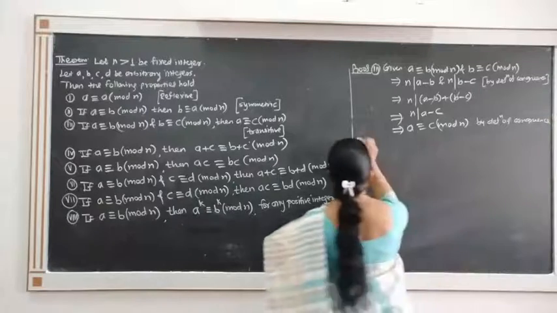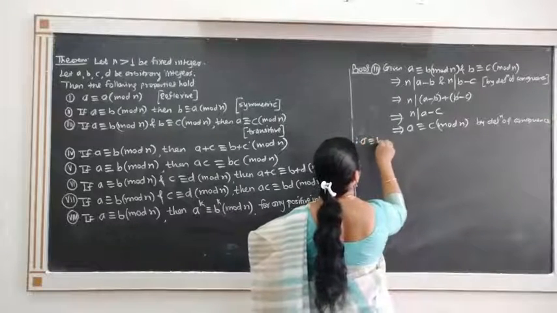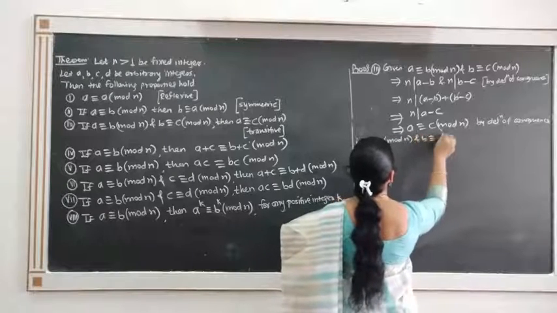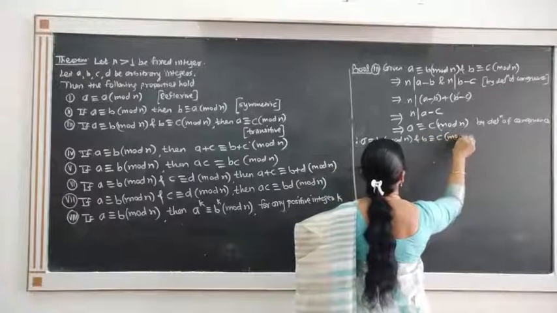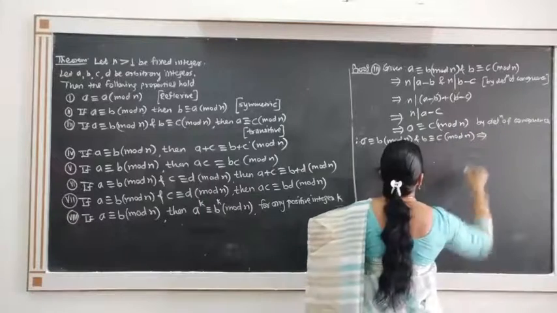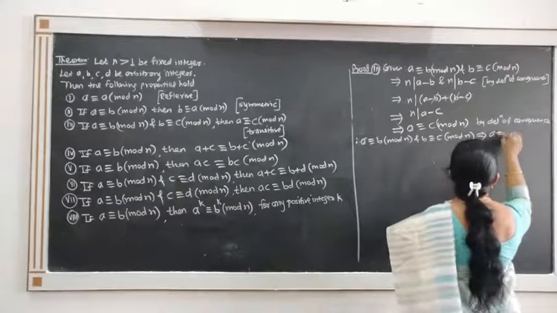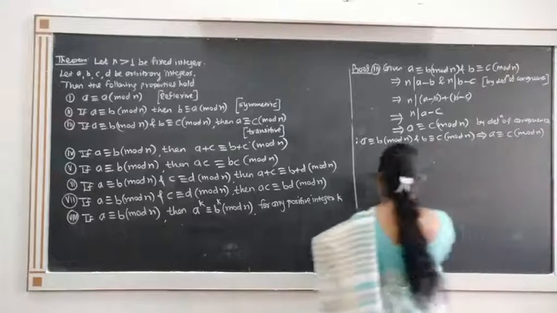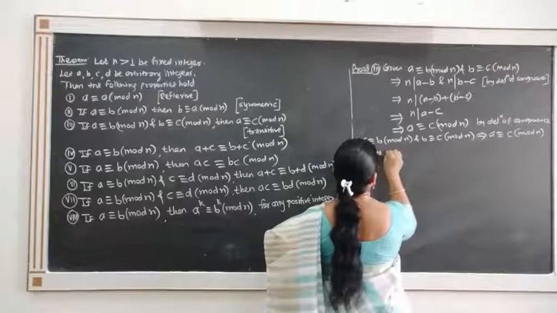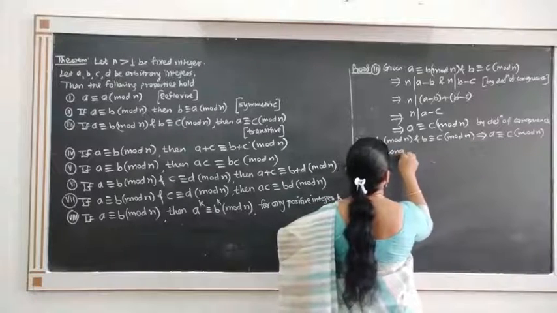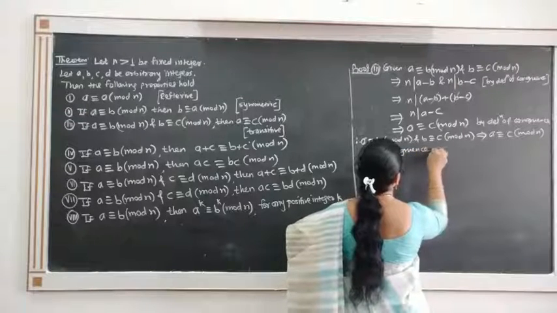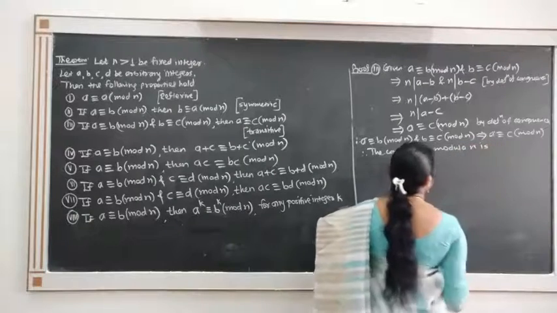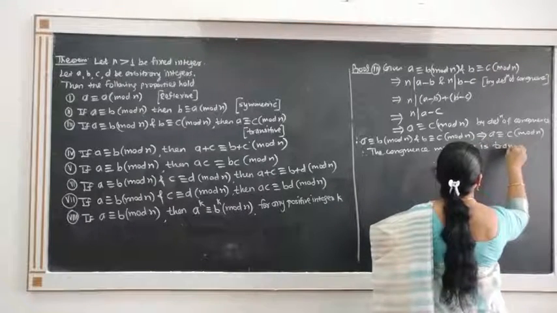So what does this imply? a congruent to b mod n and b congruent to c mod n implies that a is also congruent to c mod n. This means that congruence modulo n is a transitive relation.